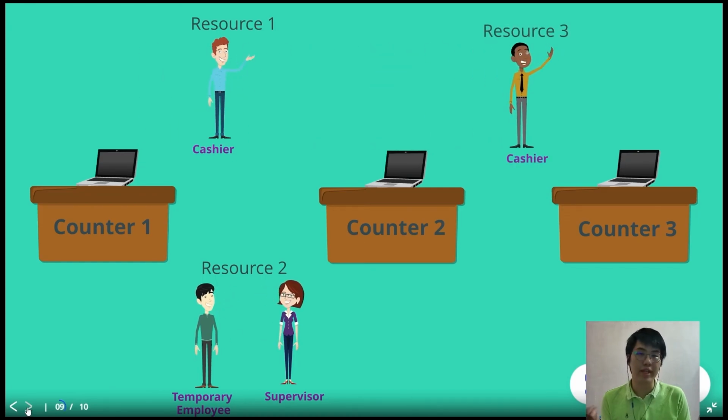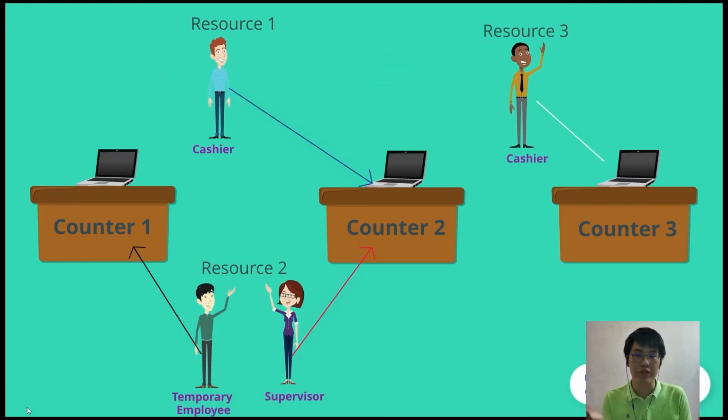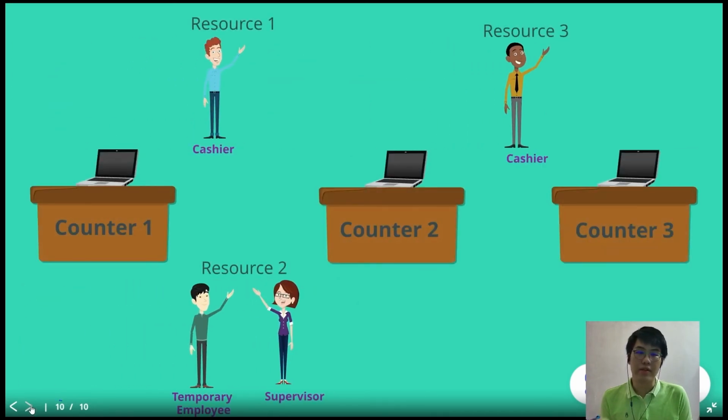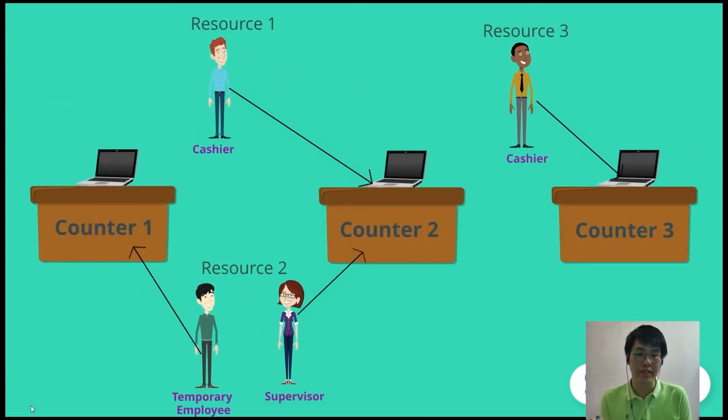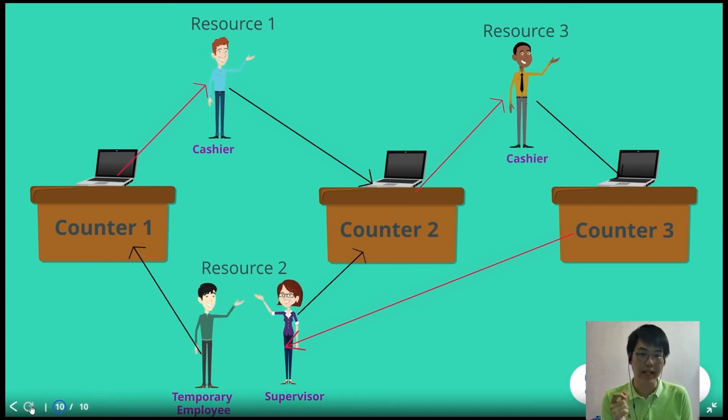This slide indicates our initial allocation, which is resource 1 allocated to counter 2, the temporary employee assigned to counter 1, the supervisor assigned to counter 2, and resource 3 assigned to counter 3. From this slide, we can clearly see that counter 1 requests resource 1, counter 2 requests cashier 3, and counter 3 requests the supervisor. And from this graph, we can see that it shows 2 loops, and it indicates that deadlock occurs.